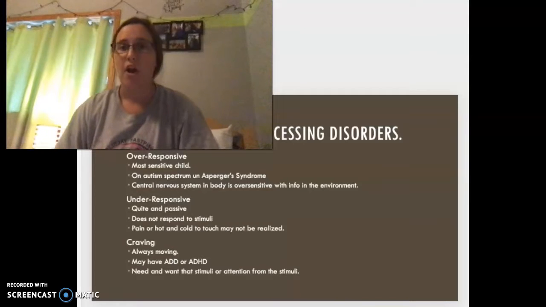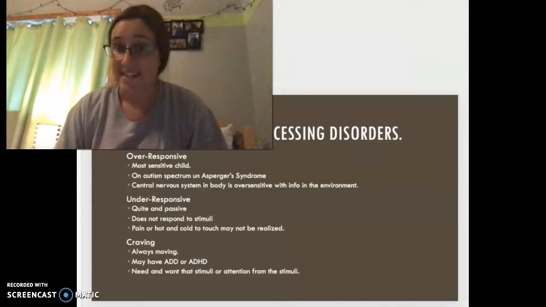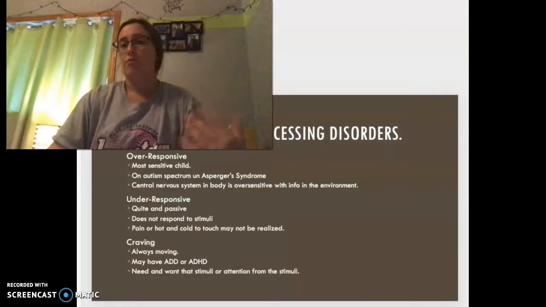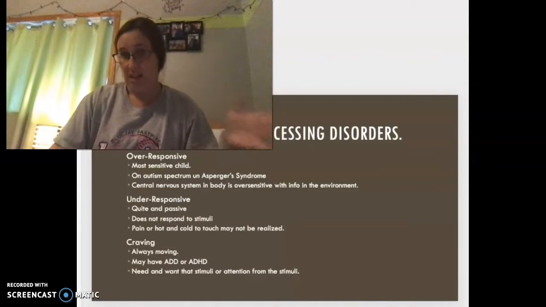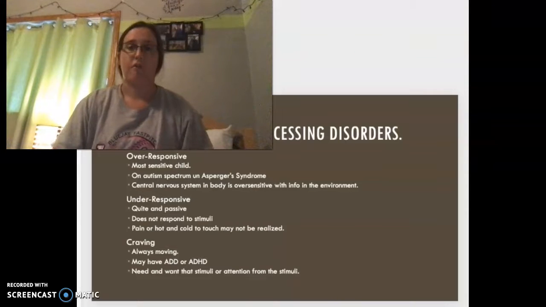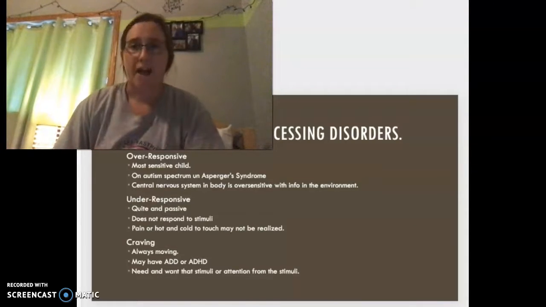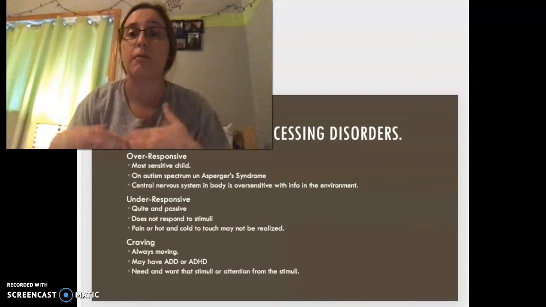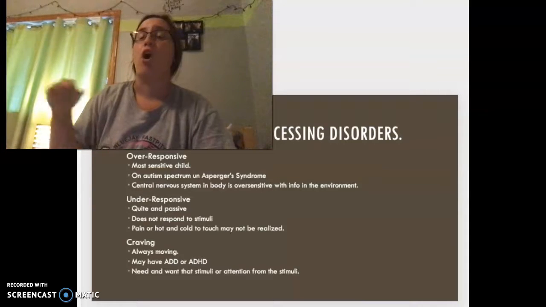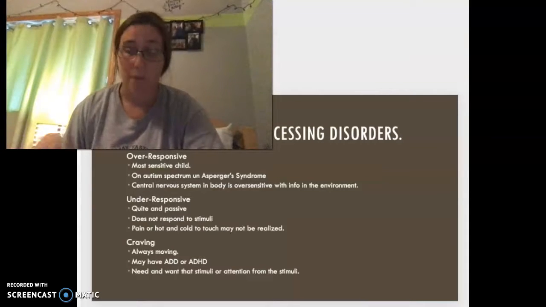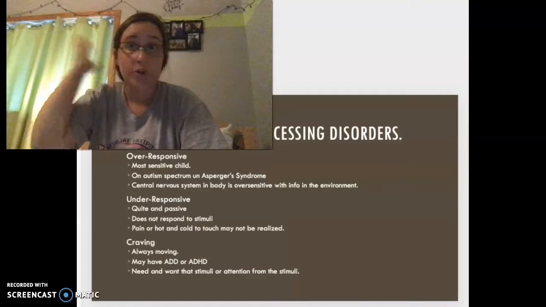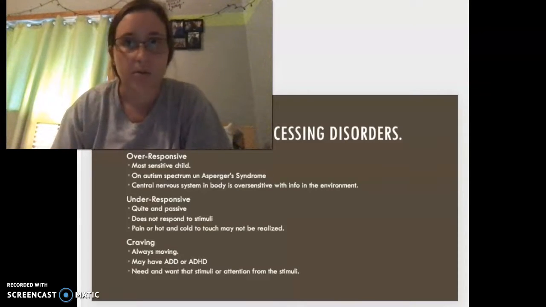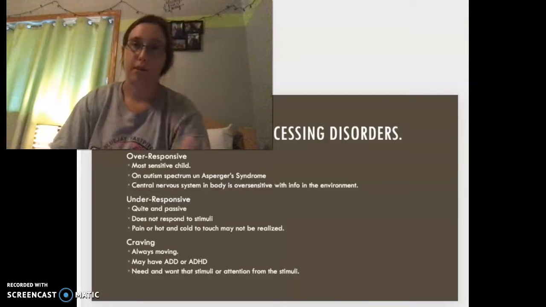And then craving. These ones have ADHD, they have ADD. These are the ones that are always moving, always need something. They look at these students as the ones that need and want the stimuli or the attention from the stimuli. They want to act up so people look at them and pay attention to them. They're the ones that aren't getting that attention at home at all, or could be getting too much of it. There are so many scenarios with all of these different sensory processing disorders.